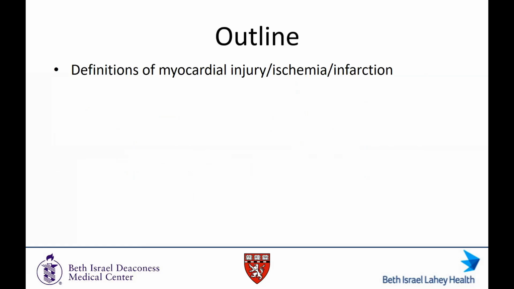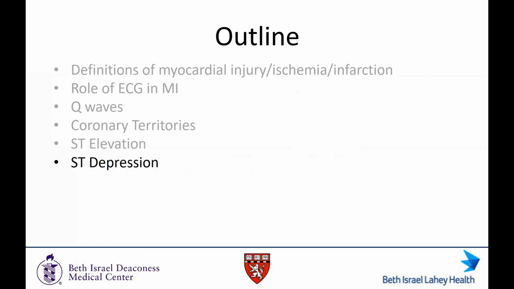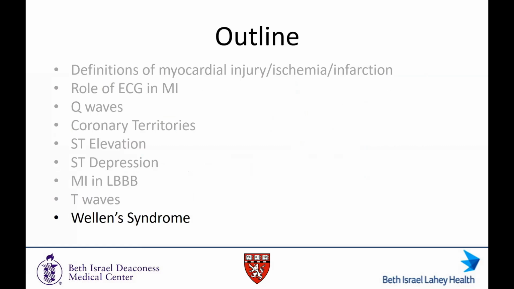Quickly go through an outline. We'll go through definitions of injury versus ischemia versus infarction, the role of ECG in MI diagnosis. Then we'll start sort of from left to right on an EKG, starting with Q waves, talk about coronary territories a little bit, get to ST segments, elevations, depressions, and then MIs in left bundle branch blocks. We won't spend too much time on this. T waves, briefly mention Wellens syndrome, and then get to some practice EKGs at the end.